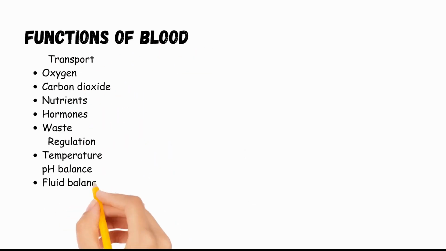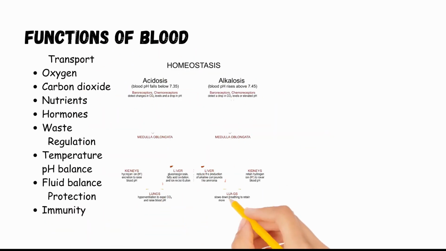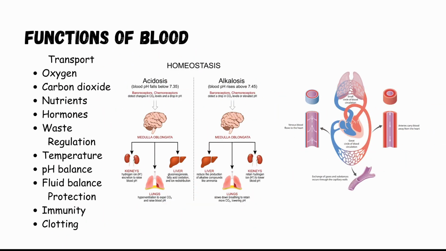Blood performs 3 major functions. Transport: carries oxygen, carbon dioxide, nutrients, hormones, and waste products. Regulation: maintains body temperature, pH, and fluid balance. Protection: provides immunity and prevents blood loss through clotting. Without blood, no organ system can function properly.